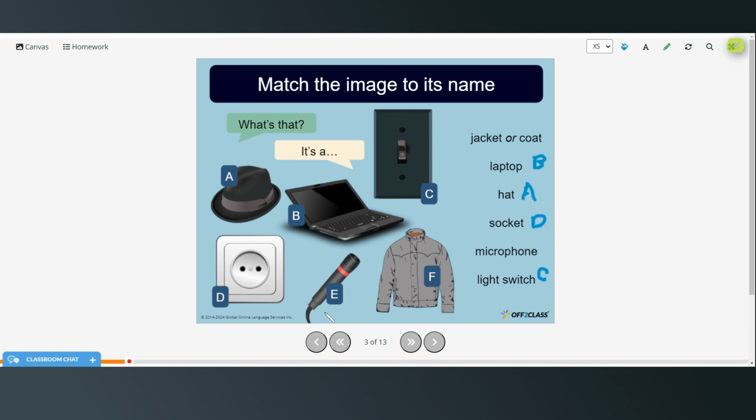Letter E, what's that? It's a microphone. And letter F, what's that? It's a jacket or coat.